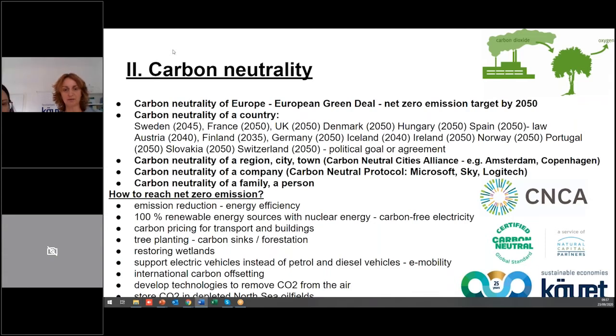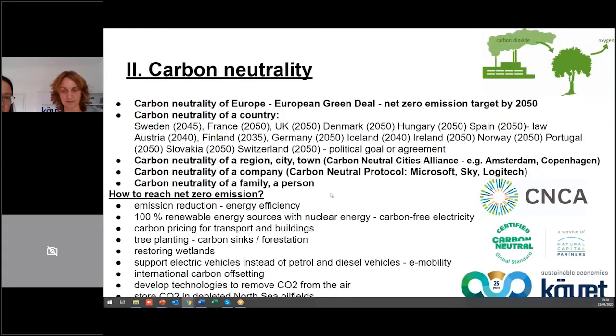in Sweden. And a very strong political goal or agreement exists in the following countries like Austria, Finland, Germany, Iceland and Ireland, Norway, Portugal, Slovakia and Switzerland, and several other countries around the world. And here I have to mention that there is, for example, one country in the world, Bhutan, which is already a carbon negative country. So they are emitting less than they are absorbing.